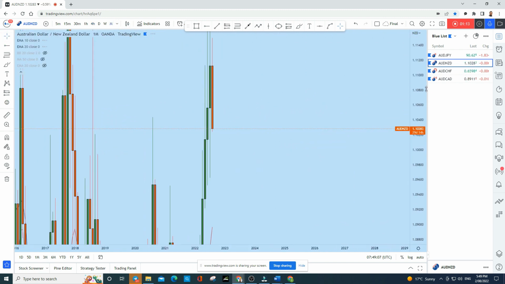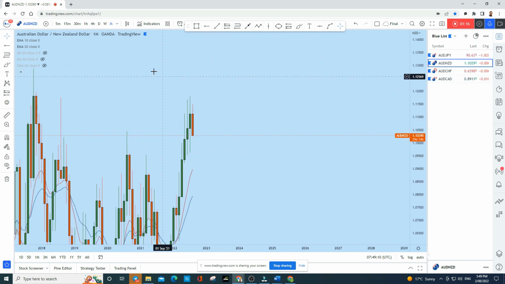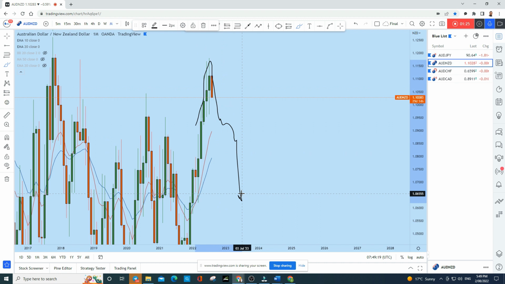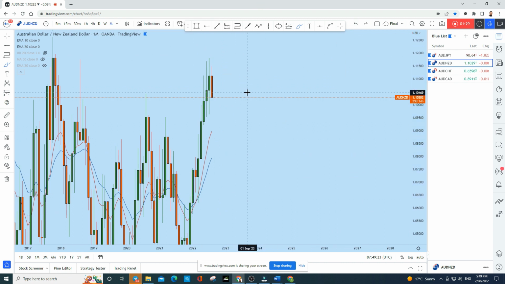First, look at the bigger picture, the monthly time frame. You can see that on the monthly, for almost six months back to back, AUDNZD was in an uptrend. Now, as expected, AUDNZD might come for a deeper retracement, because the market will never move in one direction, as you know.